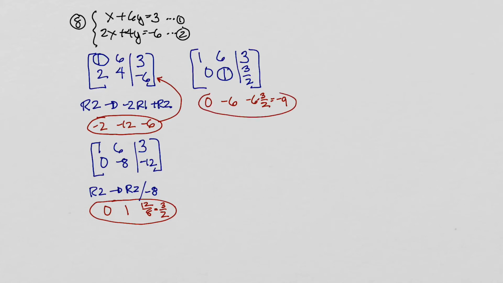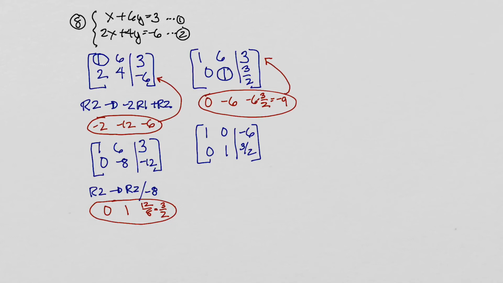Let's circle that, and we are going to add that to our row 1. And doing so will give us this matrix. So component-wise, first and first, 1 plus 0 is 1. Then second and second, 6 and negative 6, that's a 0. That's what we were looking for. And then third and third, 3 plus negative 9, that's a negative 6. Second row stays the same, 0, 1, 3 halves.